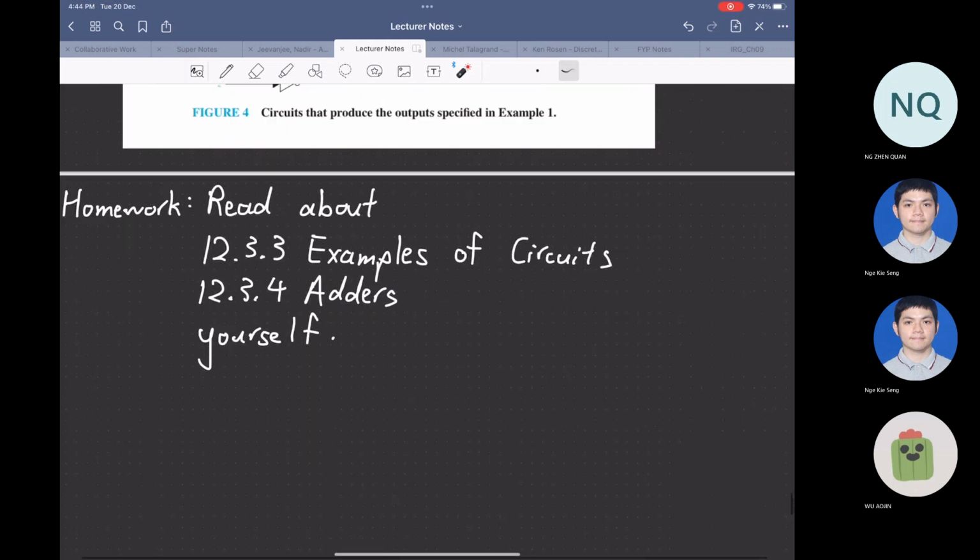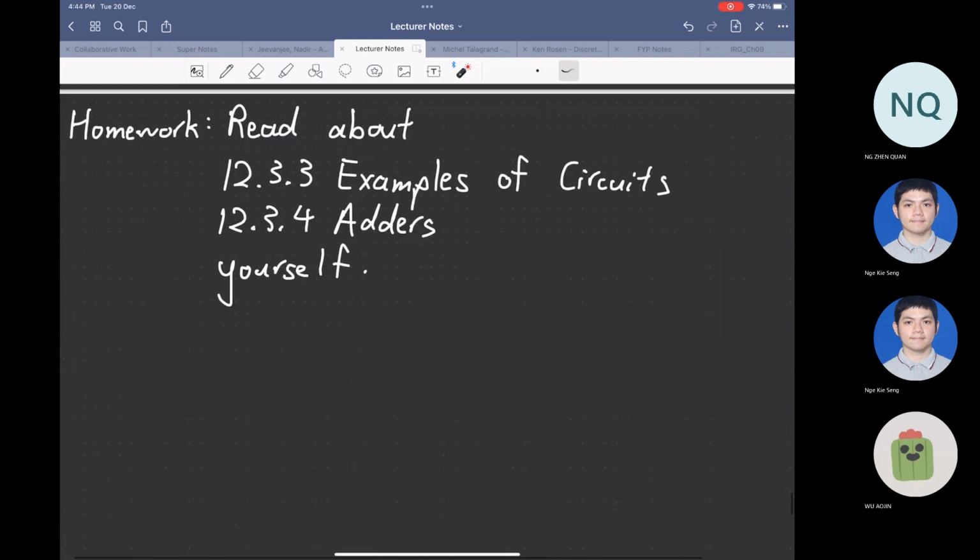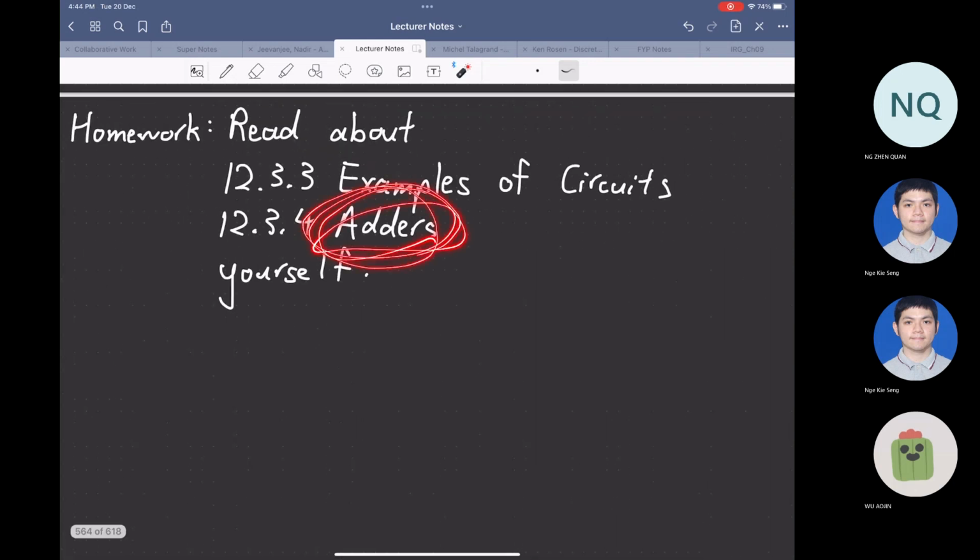You can go through some more examples, and there are adders in the textbook. You can go and read about it, but we won't talk about it, and it's not important for the exam. It's just a small part. I'm not sure what the use of it is, but you can read about it. Any questions before we have a break?